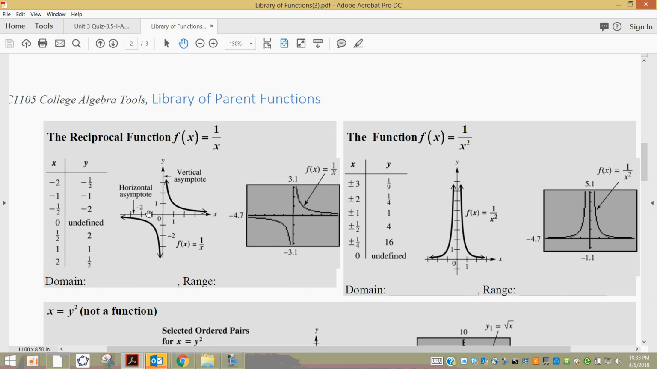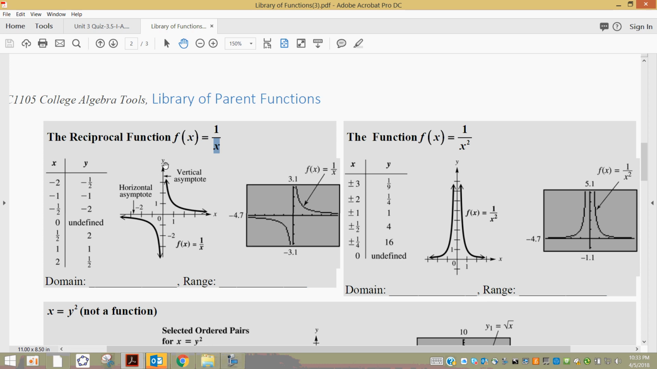There's also a horizontal asymptote with the same type of behavior, where the function never wants to cross the x-axis. So let's think about why this makes sense for this function equation. First of all, the domain probably makes the most intuitive sense. We know we can't divide by 0. We'll get an undefined result.